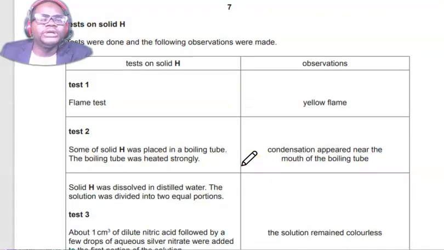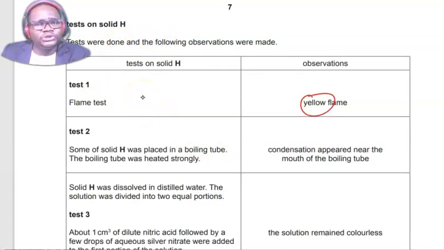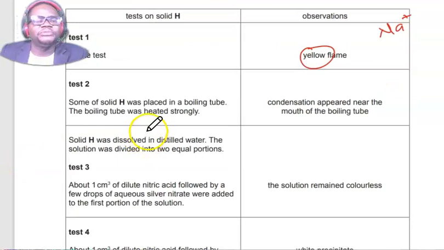Now on solution H here, okay, so solution H was tested too. A flame test was carried out, and you have a yellow flame. Okay, so you're already suspecting sodium as a cation present there. Yellow flame, sodium as the cation present there.